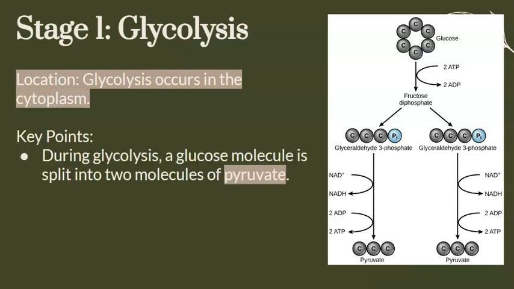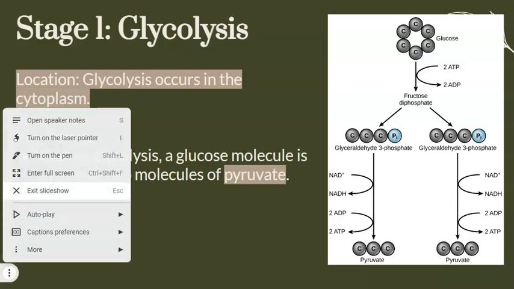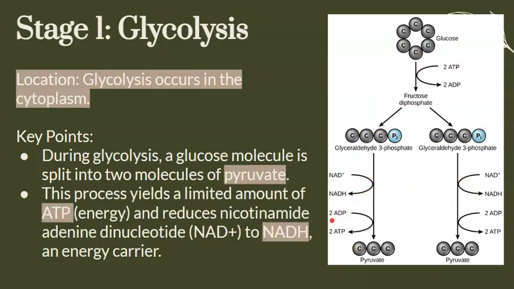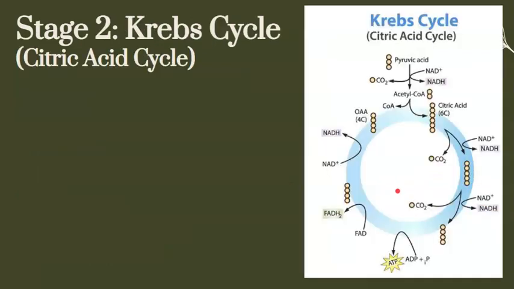The key point is that during glycolysis, a glucose molecule, right up there, is split into 2 molecules of pyruvate. So with glucose, we use 2 ATP to break that down and create 2 pyruvate at the end. This process yields a limited amount of ATP, again, that is cellular energy, and reduces an NAD plus to an NADH, which is an energy carrier. So both of these are important molecules that we use for cellular respiration. And again, up at the top, we did use 2 ATP, but we got 4. So we netted 2 ATP out of that first stage.